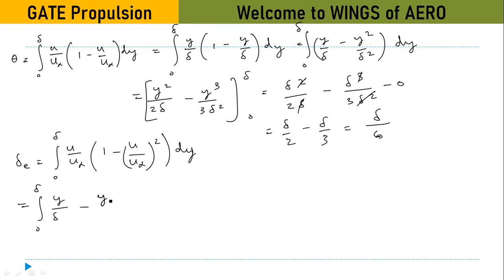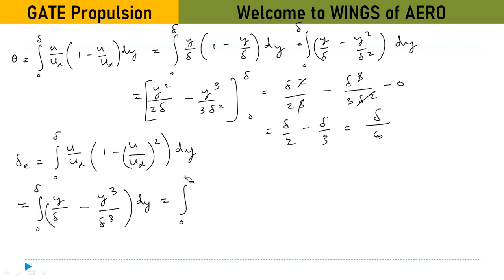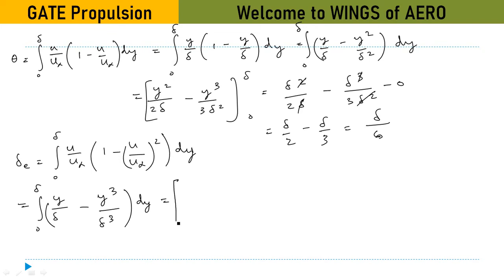So you can directly write it, integrate that, you get y square by 2 del minus y power 4 by 4 del cube, from 0 to del, and when you substitute that, what do you get? Del times 1 by 2, and here you also get 1 by 4. So del by 2 minus del by 4, so you will get del by 4 as the answer.